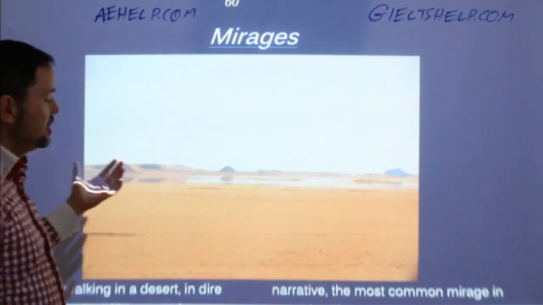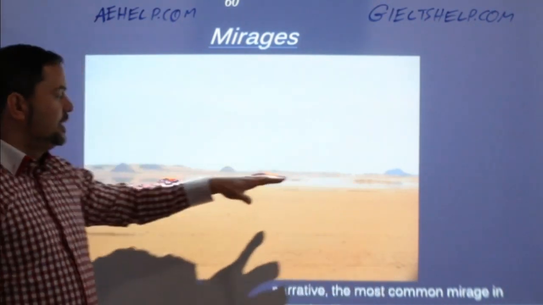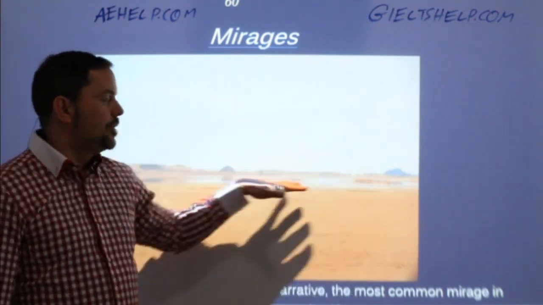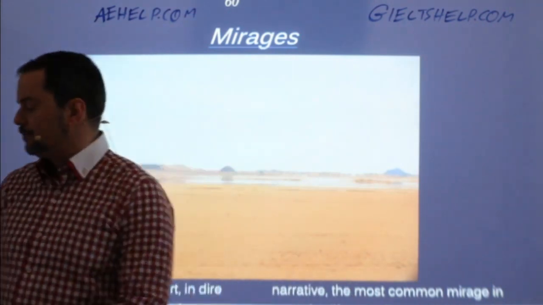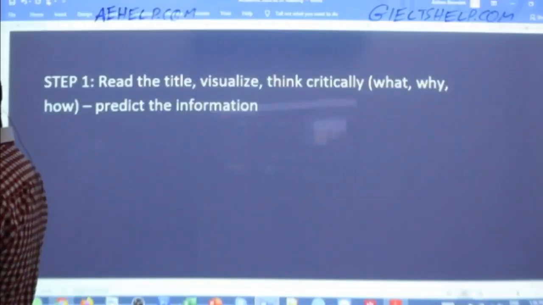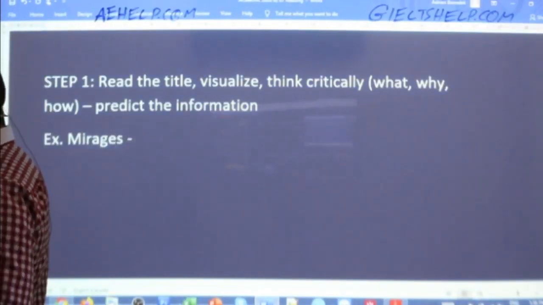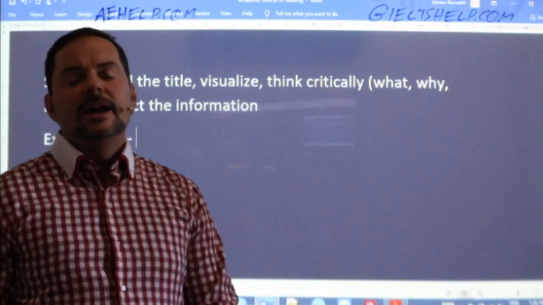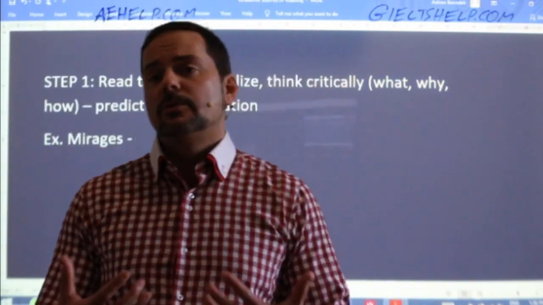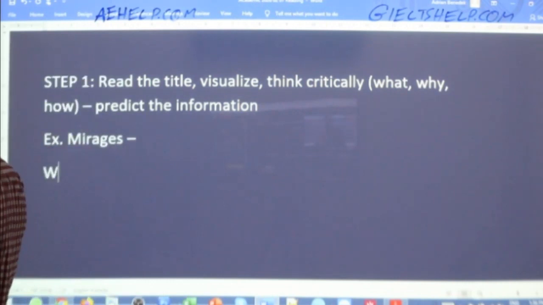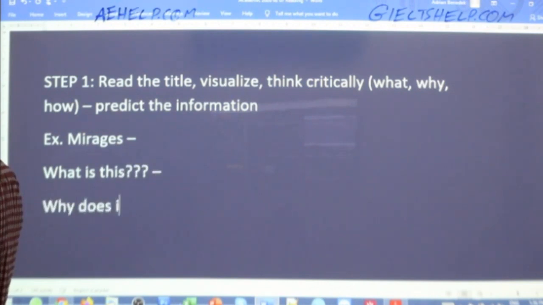Okay, and then we have a picture here, and the picture is showing a large desert with the sky, and then what looks like some rocks and maybe some water here in the distance. So in this case, the title is Mirages. Now, we're visualizing this, and then, of course, we're asking the what, why, how. So what is a mirage? And why do they exist, and how does it work? So what is this? Why does it exist? And how does it work?